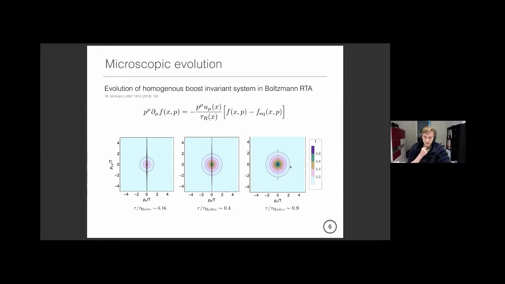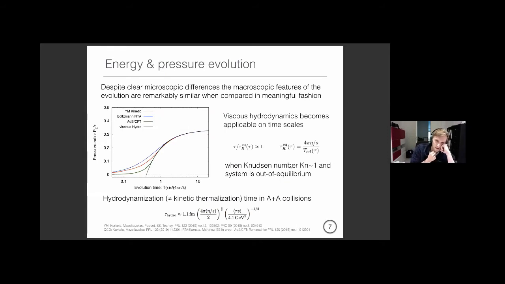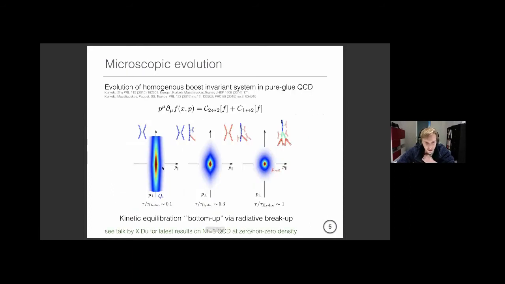Okay, so this is roughly speaking the microscopic picture that we have. Now, what about the macroscopic properties of the system? This is actually very interesting, because at the end of the pre-equilibrium stage we want to match our description to hydrodynamics, and hydrodynamics by definition only cares about the macroscopic properties of the system. So what is interesting is if you compare a number of these very different microscopic theories, it turns out that despite very clear differences at the microscopic level, the macroscopic features of these systems all behave in a very similar way if you compare them in a meaningful fashion.